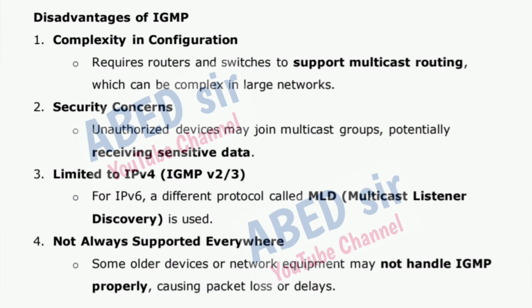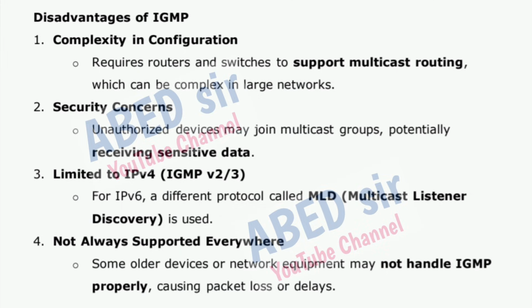Disadvantages of IGMP. 1. Complexity in configuration. Requires routers and switches to support multicast routing, which can be complex in large networks. 2. Security concerns. Unauthorized devices may join multicast groups, potentially receiving sensitive data. 3. Limited to IPv4, IGMP v2, v3. For IPv6, a different protocol called MLD, Multicast Listener Discovery, is used.